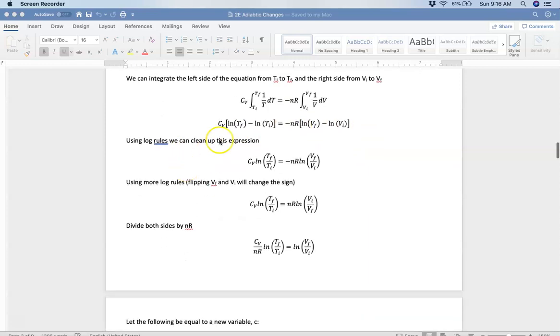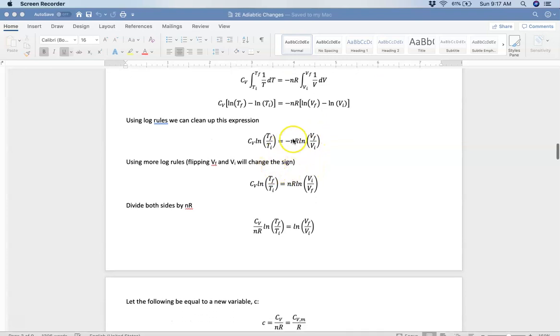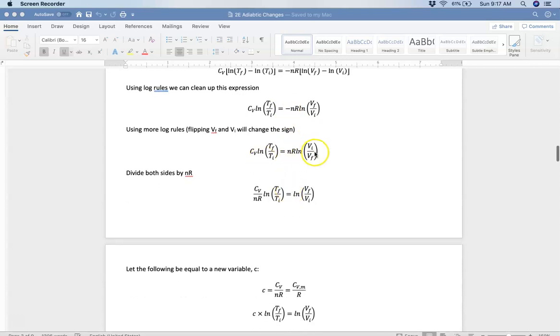We can apply log rules, so when you subtract two natural logs, that's the same thing as dividing whatever was inside the parentheses. So there's our CV ln of the ratio TF over TI, equals negative NR ln of the ratio V final over V initial. To get rid of this negative sign, we can apply additional log rules, where now VI over VF is our ratio. That changes the sign on the outside to a positive, so now we have this equation.